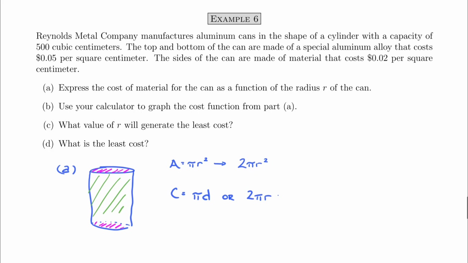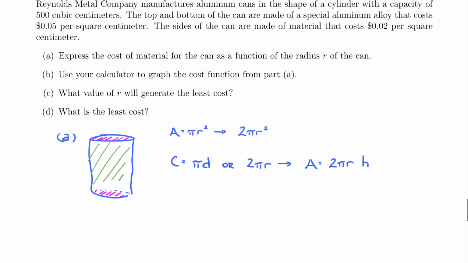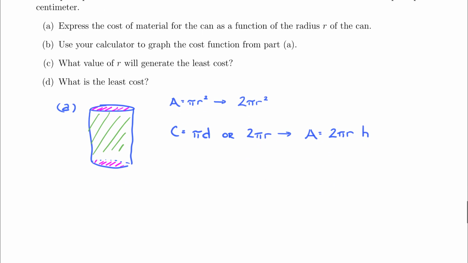that area is the length of the rectangle times the height of the rectangle. And the height is one of the things that we don't know, but we know that the length is going to be expressed by the 2 pi r. So the area of the side is 2 pi r times h. So when we're trying to express the cost of the material as a function of the radius, we have to start putting some things together.